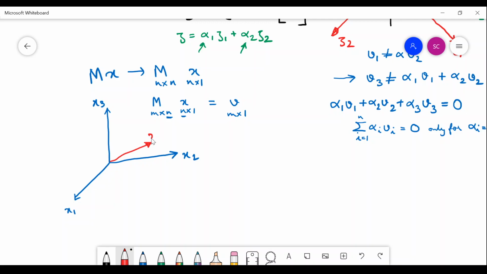And let this be the vector x. I am trying to project a shadow on the x1 x2 plane. This is my shadow. So this vector is in the x1 x2 plane in the R2 space. This vector is in the R3 space. So of course you will be able to calculate some m, which will take your x to this v. What is this m? That we have to figure out, but some m could be there.